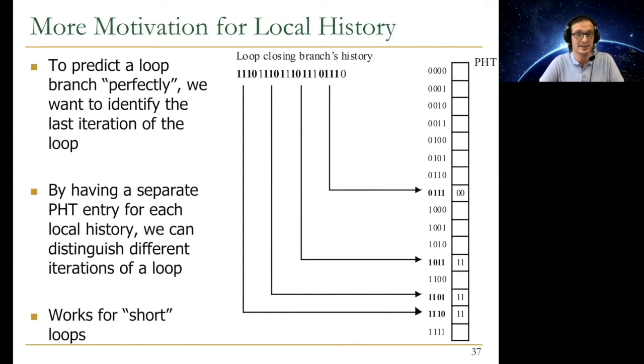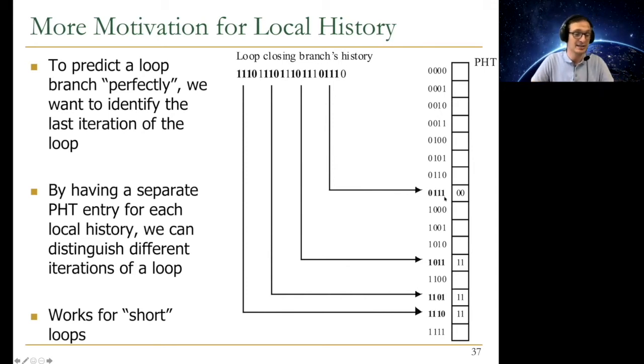So let's take a look at this, basically. Essentially, to predict the loop branch perfectly, we want to identify the last iteration of the loop. And by having a separate PHT, pattern history table entry, for each local history, we can distinguish different iterations of a loop. And this works for short loops. And that's the idea. Basically, if you look at the loop closing branch's history, this is what happens. You get 0, 1, 1, 1, and the pattern history table says whenever you see that history, it should be not taken. And whenever you see other histories, it should be taken. So there's only one history where this branch should be not taken.